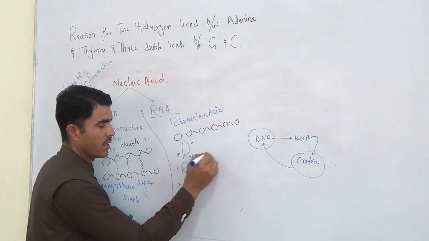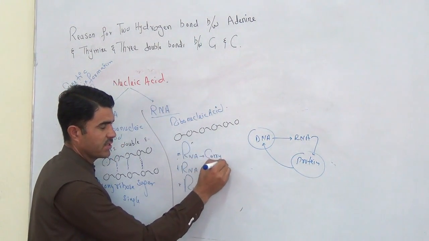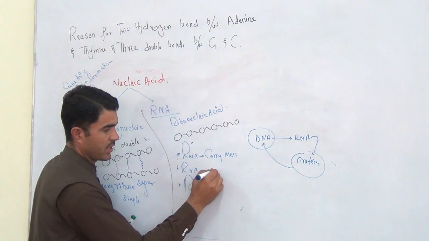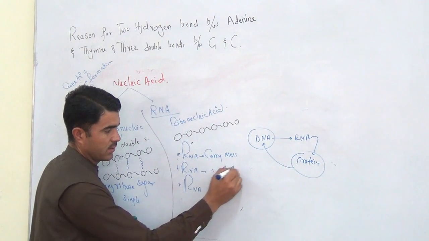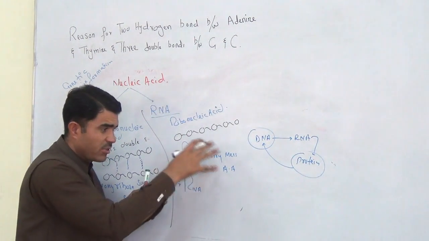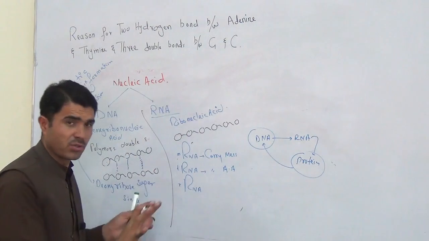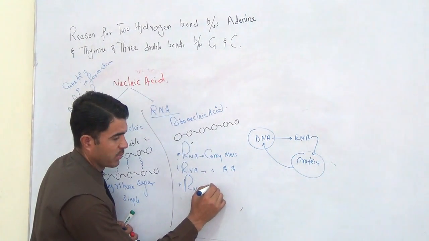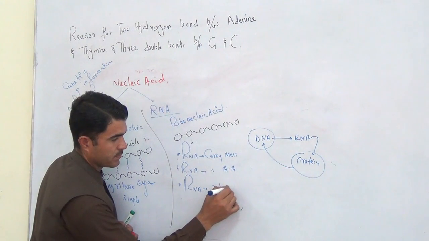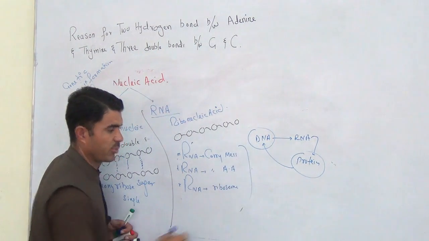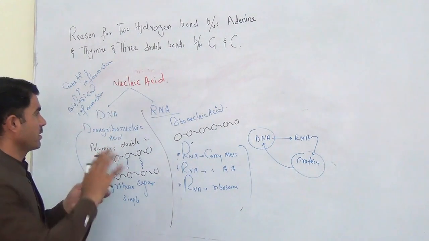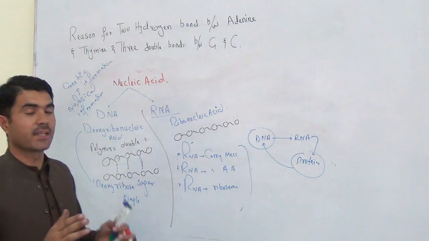Messenger RNA carries the message, and transfer RNA carries amino acids. This is not part of your topic today, right? Ribosomal RNA is a part of the ribosome. We will discuss this in the topic of protein synthesis. Let that topic come, right? Okay, so we got the difference between the DNA and the RNA.